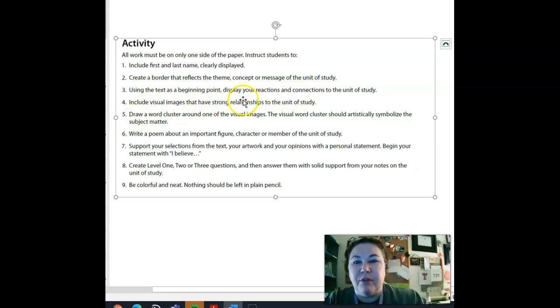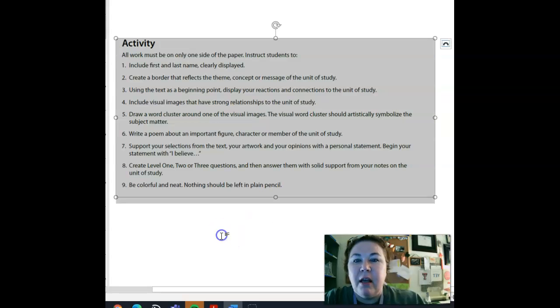Include visual images that have strong relationships to the Outsiders. You did some of the symbols and you did some images with your Alpha Box project. So this could be kind of similar to that, you're going to have some images. You can do something like a web or a word cluster could be part of it, where you talk about what the symbols are in the book and how you knew that those were the symbols in the Outsiders. There's quite a few. Write a poem about an important figure, character, or member of the Outsiders.